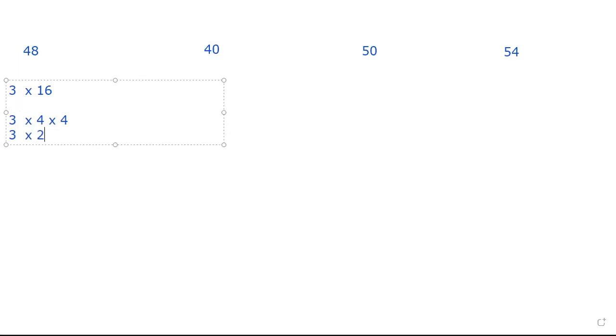So this first 4 is going to be 2 times 2. And this second 4 is going to be 2 times 2. Now, in this case, we can no longer break anything down. So we have 1, 2, 3, 4 2s and 1 3. So we simply say that's 2 to the 4th power times 3. And that's our prime factorization.